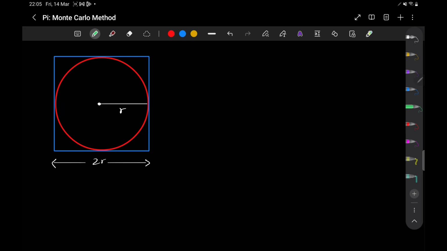Now, out of this square and circle, we will consider one quadrant. So we will be focusing on this region, this quadrant. So this 1/4 of the circle and 1/4 of the square is basically our region of interest.